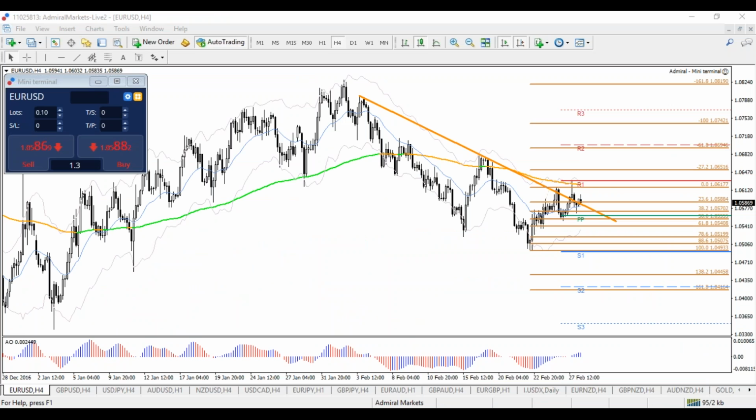And let's take a look at the market. So in my opinion, we'll start with the euro dollar, then go down the majors. And we're seeing, in my opinion, an attempt to break this resistance trend line. And I think that price is succeeding.